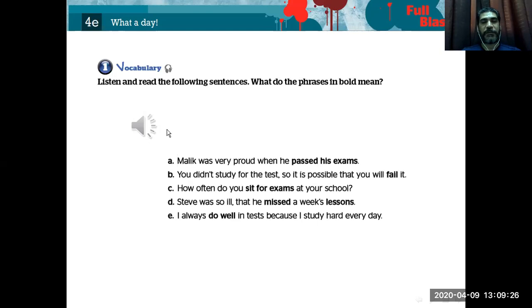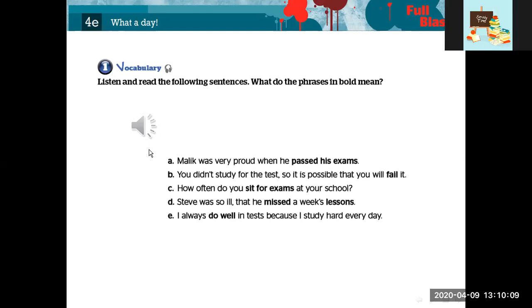Mac was very proud when he passed his exam. Okay, can you tell us, passed his exams, what does this phrase mean? Like he finished his exam. I finished my exam, so I can pass or fail. So I passed my exam means succeeded or failed. Succeed. Succeed in something, doing it very well. Okay, pass his exams.